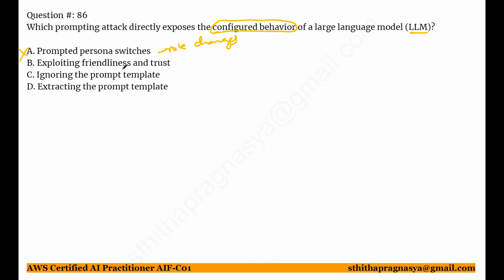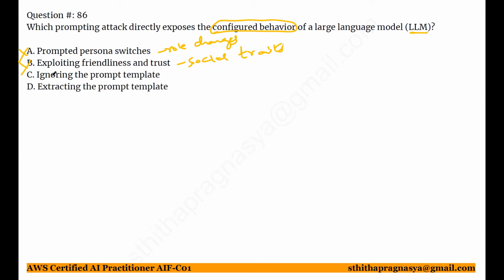Option B, exploiting friendliness and trust. This type of attack manipulates the LLM by exploiting its programmed traits such as friendliness or trustworthiness to generate unintended or sensitive outputs. While it influences behavior, it does not directly reveal the prompt configuration itself. Again, this is not correct as it targets the model's social traits. Again, if AWS asks you a question where it is talking about social traits, then this attack would be your answer.